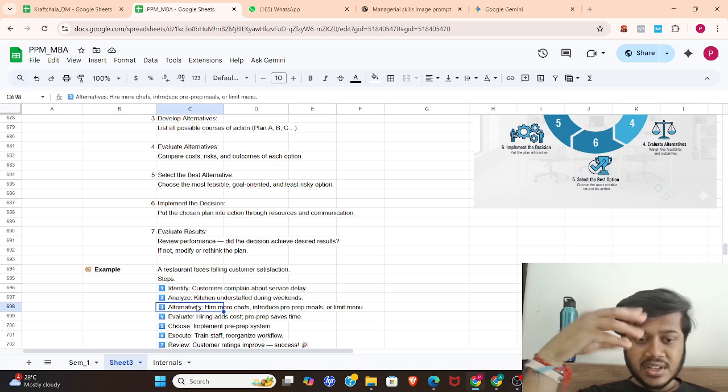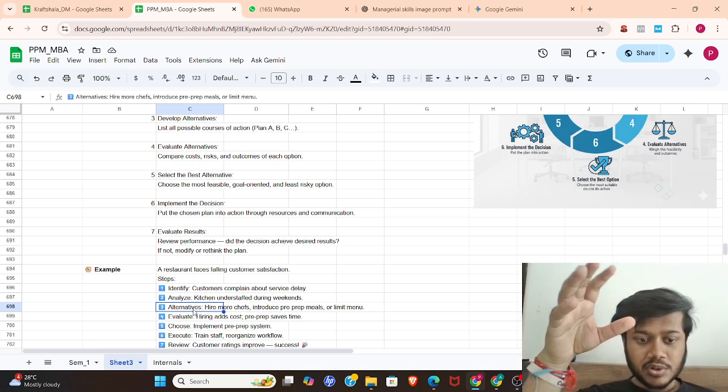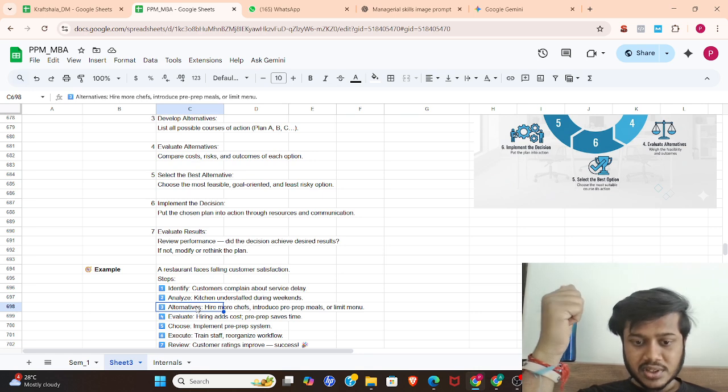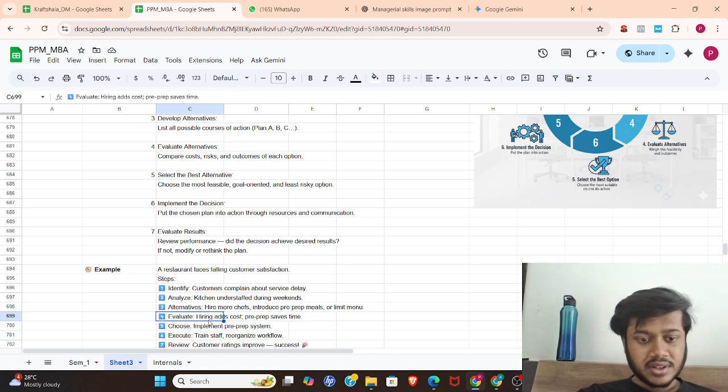So make at least three plans. How will you solve it? Hire more chefs, introduce pre-prep meals, or limit the menu. These are the three ways to execute it. Now evaluate them: option A pros and cons, option B pros and cons, option C pros and cons. Hiring adds costs, pre-prep saves time, things like that. Choose and implement the pre-prep system.